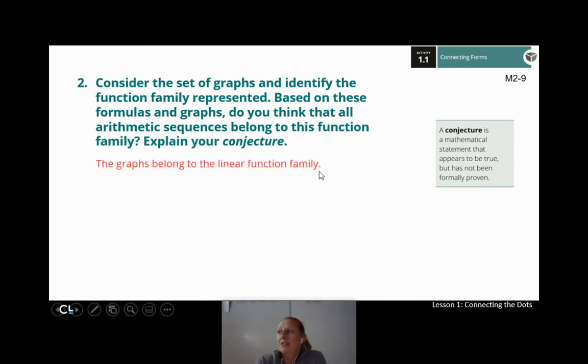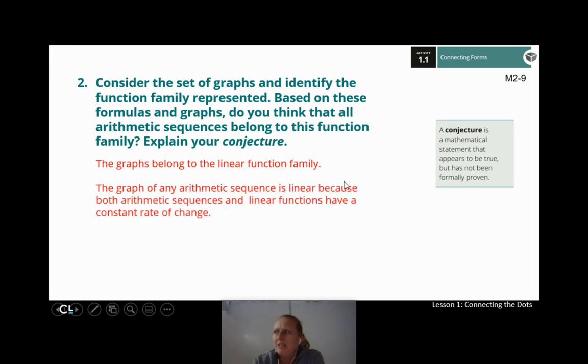Well, I hope you caught these were all linear, right? These graphs all belong to the linear function family. And it does say to explain your conjecture. A conjecture is a mathematical statement that appears to be true, but has not yet been formally proven. So yeah, it looks like all of these guys belong to the linear function family.